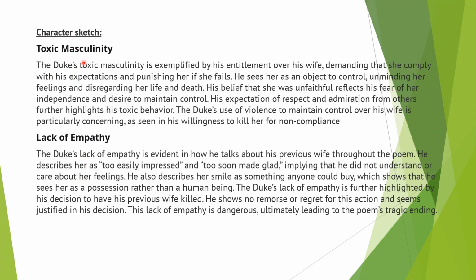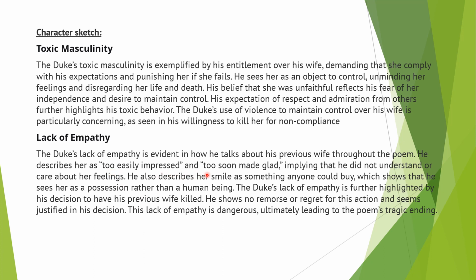First, you write about the toxic masculinity. It means he believes in masculinity and he tries to overpower women. Women have a very low opinion in his view, and he disregards them and treats them only as objects. That's all. Then lack of empathy. He doesn't understand the pain of others, especially women. That you can write, okay?